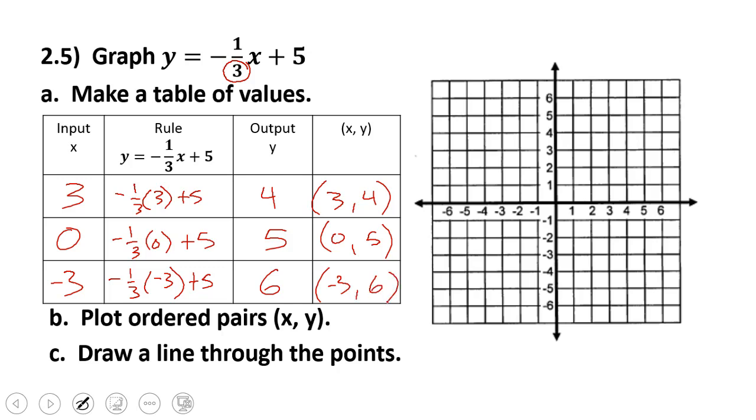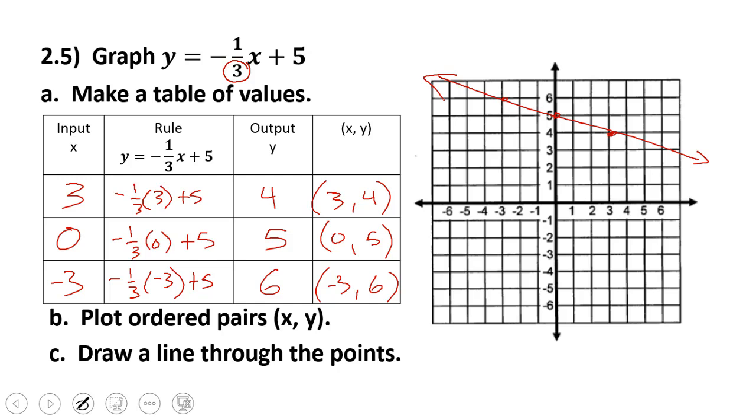And I come over to my graph, and I put those numbers on. I go 3 up 4, bingo. I go 0 up 5, bingo. And I go -3 up 6, bingo. And I can draw my line. They all fit on my graph. Voila.